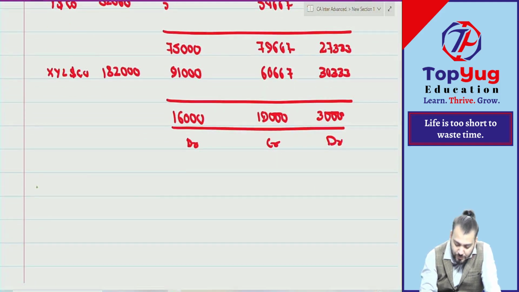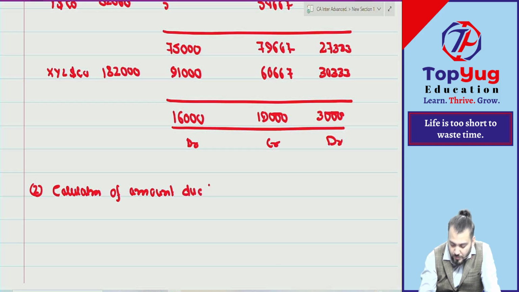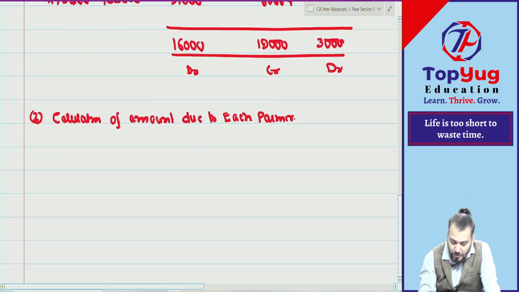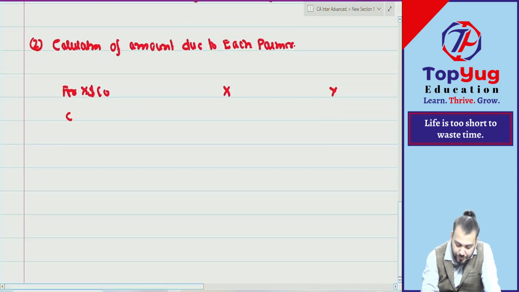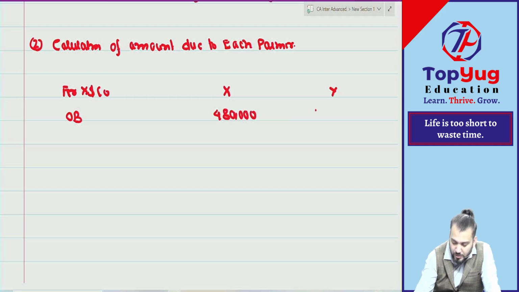Then we'll find out what? Point number 2. Working note number 2: calculation of amount due to each partner. Okay sir. First we'll do for X and company, X and Y. What is the opening balance? 4,80,000 and 3,20,000. Plus reserve we will add.